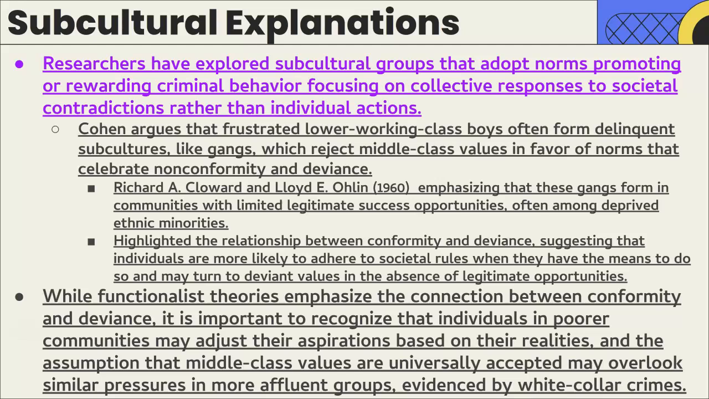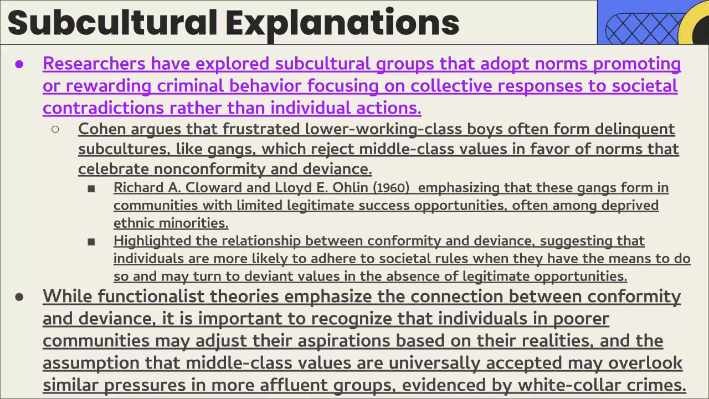Cloward and Ohlin's work emphasized connections between conformity and deviance, as individuals follow rules when they have the opportunity to do so and break them whenever they don't. So as a result, they develop subcultures with deviant values that respond to a lack of legitimate opportunities for success as defined by the wider society. This lack of opportunity is the differentiating factor between those who engage in criminal behavior and those who do not.